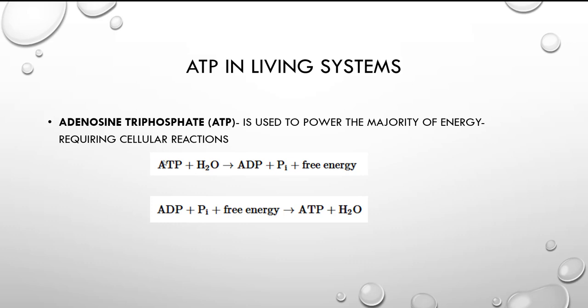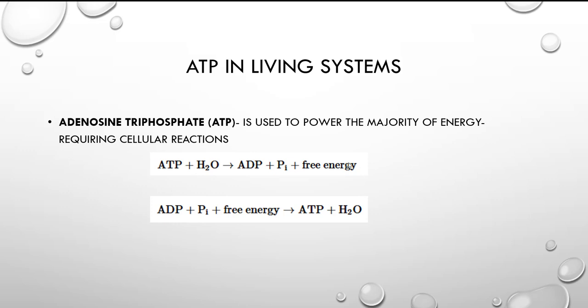So we have ATP, adenosine triphosphate. We're adding water to this reaction. So we're breaking apart ATP. We're removing one of the phosphate groups. And in doing so, we've dropped down to ADP, adenosine diphosphate. So we've released this phosphate group. And by releasing the phosphate group, we've released energy. That's why it's an exergonic reaction. We've released energy.